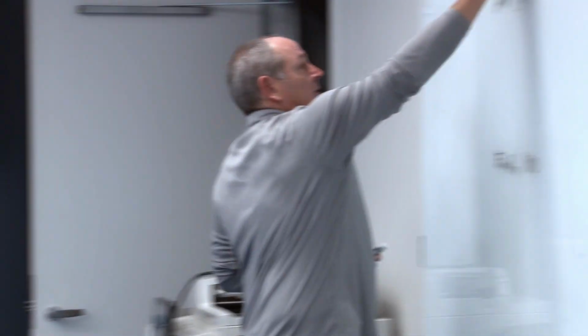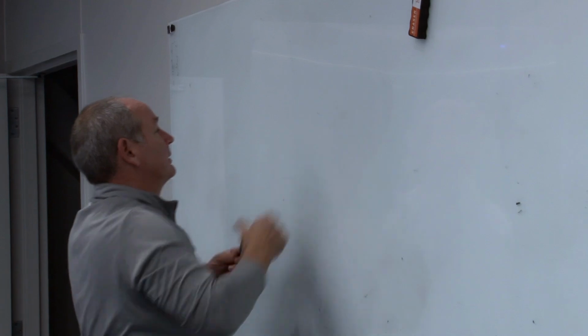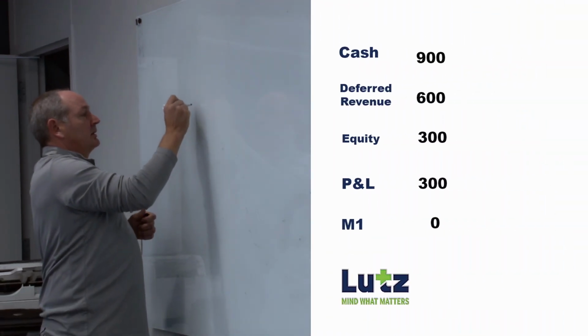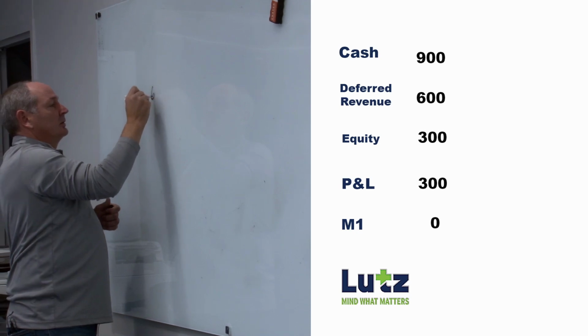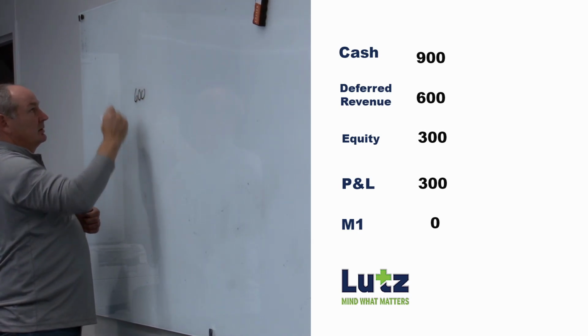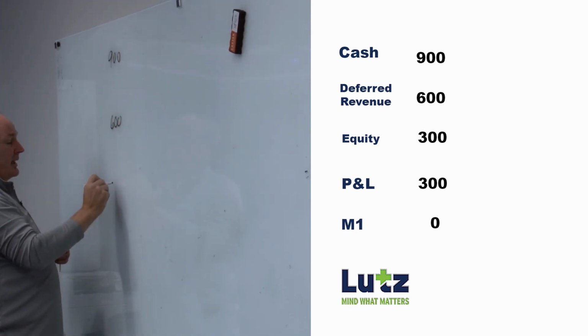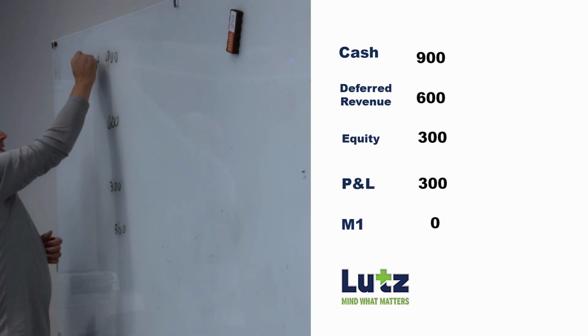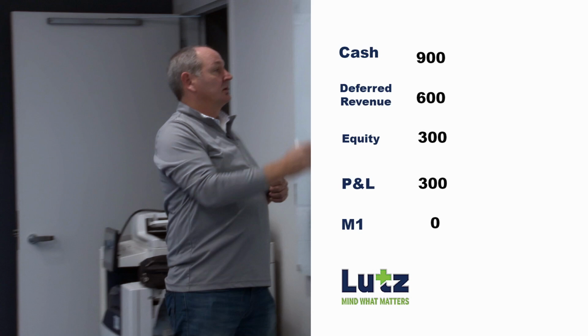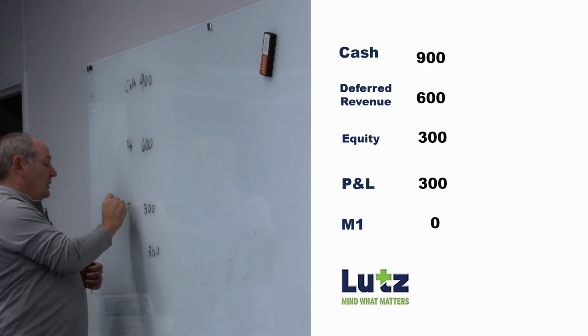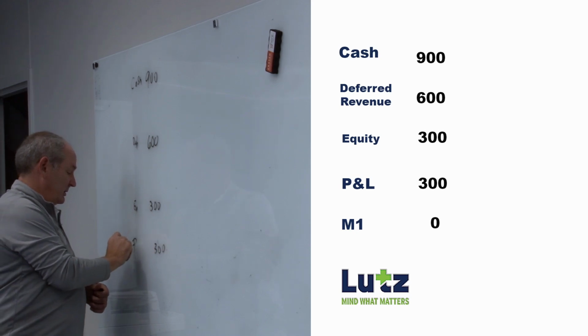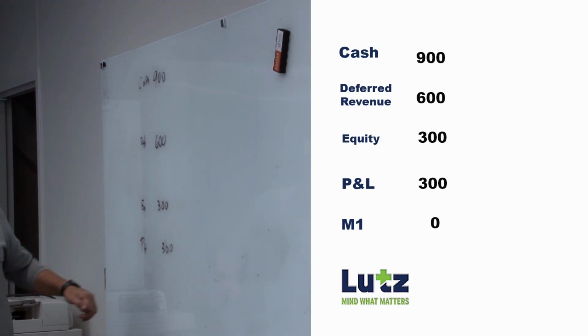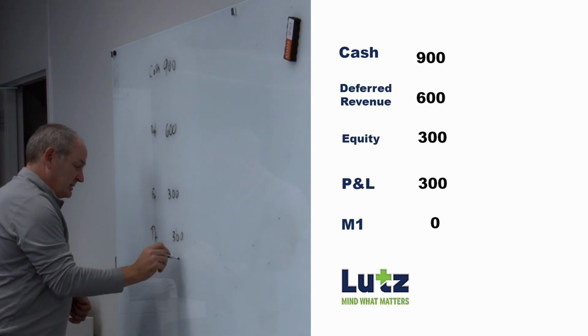So let's do it in terms of M1 just to make sure we're all on the same page, right? There's 900 of deferred revenue, which really turns into 600. 900 of cash, 300 of equity, because my P&L is 300. So this is cash, because deferred revenue is debit cash, credit deferred revenue, equity. We recognize 300 for GAAP, right? So my M1 in this year is 0. Okay? This is year one.